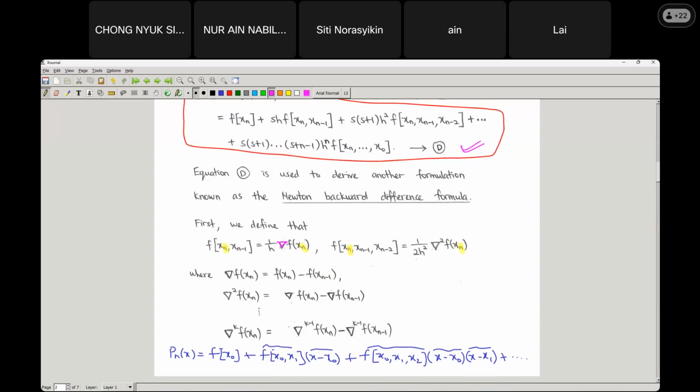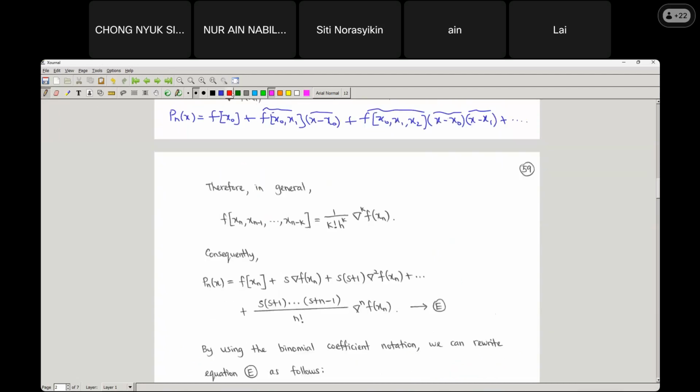So next, what we're going to look at is the general formula for this term. It is equivalent to 1 over k factorial h to the power of k, multiplied by the upside down triangle to the power of k, the upside down triangle k fn. You need to be careful. This is xn, not x0. x0 is for the forward.